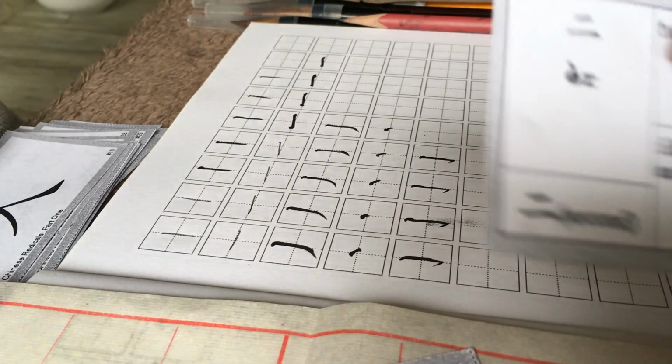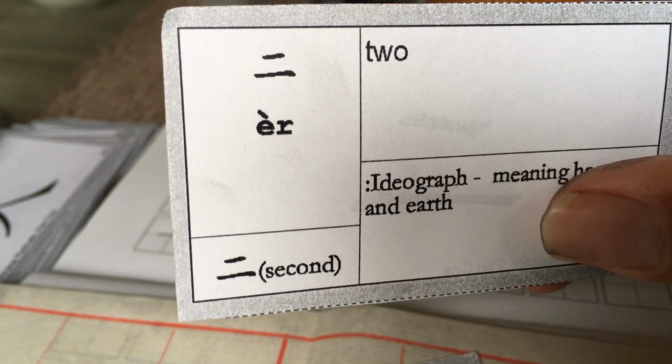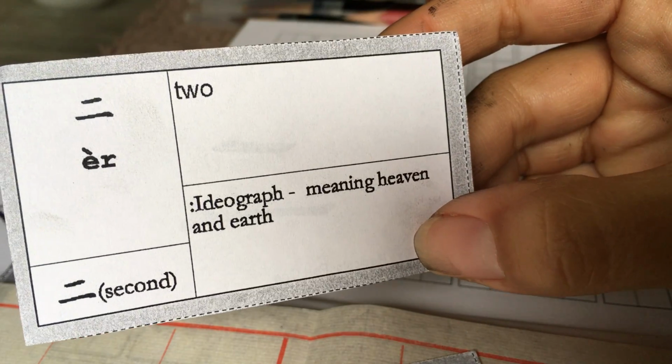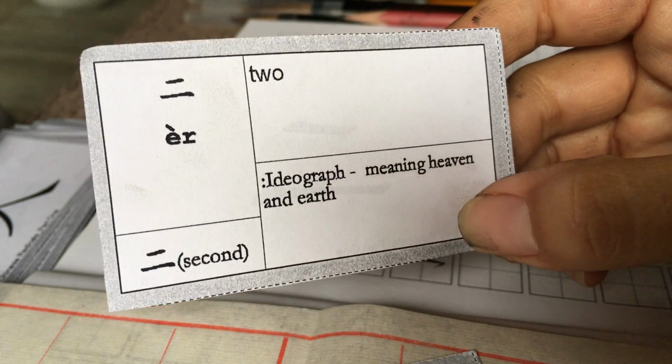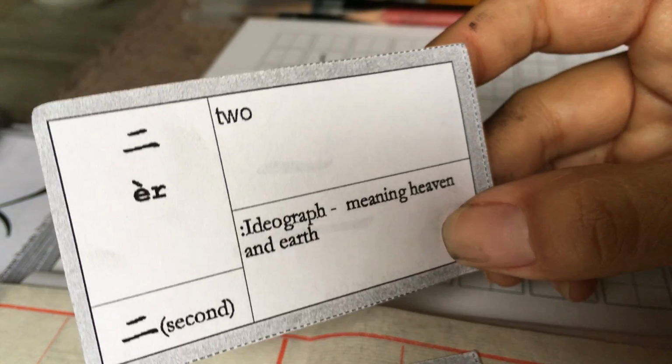Okay. We have two, the character two, or R. The ideograph meaning heaven and earth. I really like that, because heaven and earth are above and below.